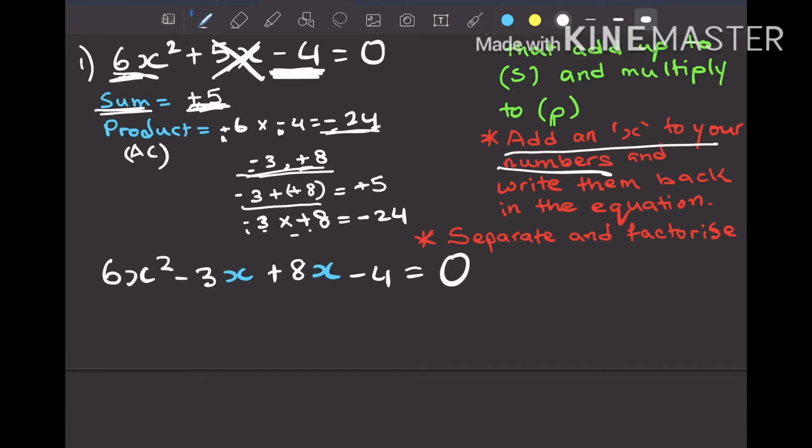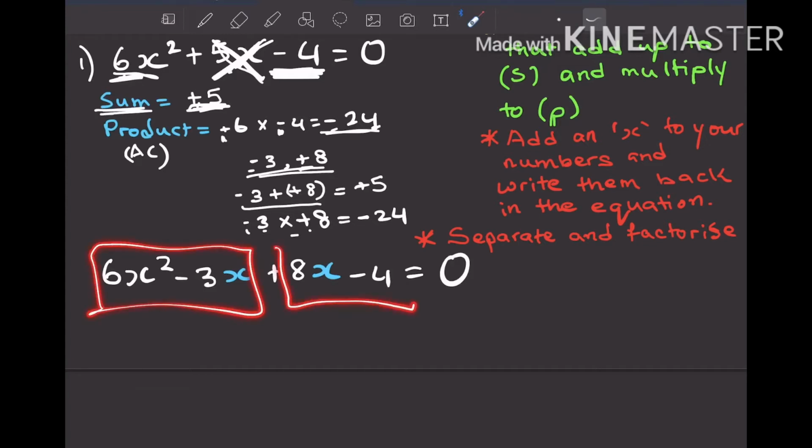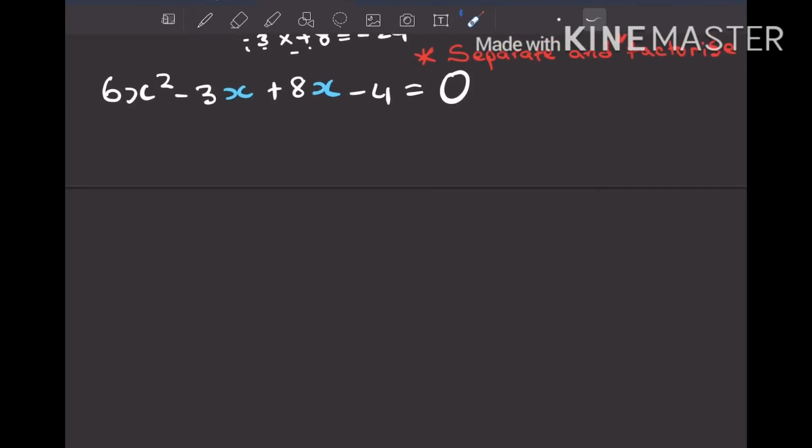So we have added an x to our numbers. The -3 has an x now, and the +8 has an x now. So we've added an x to them, and we have written them back in the equation in the place of the b, or the middle. So this is what we have now. Final step says separate and factorize. So separating, obviously it's very easy. You've got 4 terms and you have to separate them equally, so you separate them by 2's, so you'll get 2 boxes like these. So to separate them, you'll have 6x squared plus 3x and plus 8x minus 4.